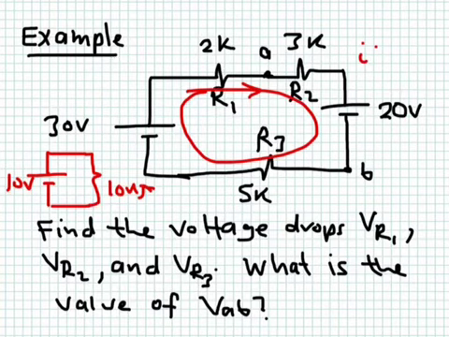Find the equivalent resistance, and then the voltage drop across the 2K resistor is equal to 2K divided by the equivalent resistance, 2K plus 3K plus 5K, which is 10K, multiplied by the equivalent voltage, 10 volts. The voltage drop across the 3K will be equal to 3K divided by the sum of all the resistances, 10K, multiplied by the equivalent voltage, 10. The voltage drop across the 5K is exactly the same way: 5K divided by 5 plus 2 plus 3, all multiplied by 10 volts, the equivalent voltage. So now let's see how these calculations will proceed.